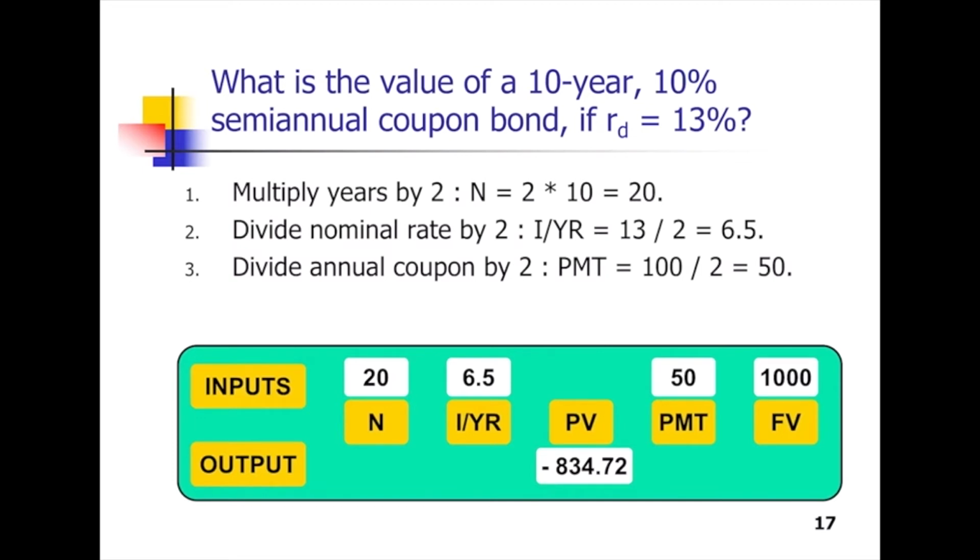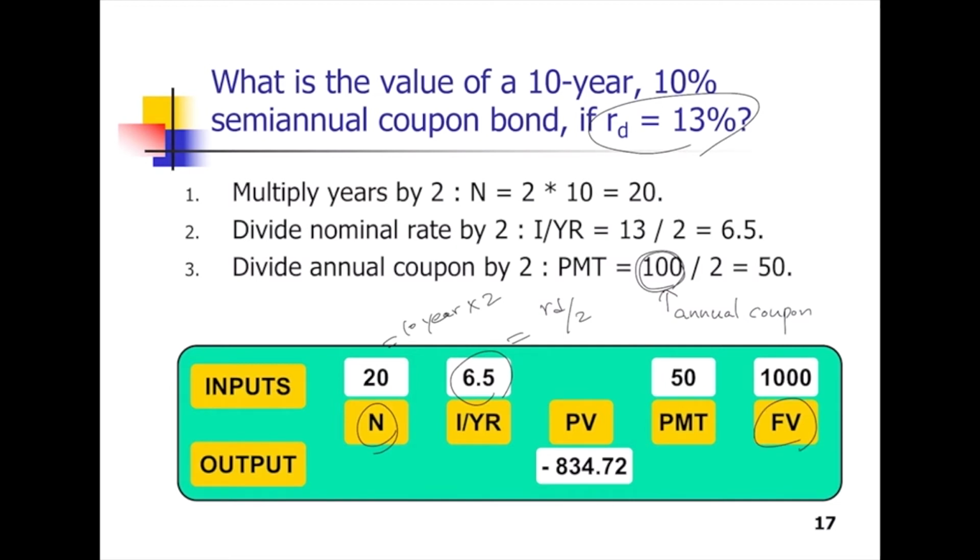Here is an example. What is the value of a 10-year 10% semi-annual coupon bond if the discount rate is 13%? So as we learned before, we just multiply by 2, right? 10-year multiply by 2. And I per year, this number comes from here, right? RD divided by 2. And payments, this number is the annual coupon, so we should divide by 2. And face value is the same, right?